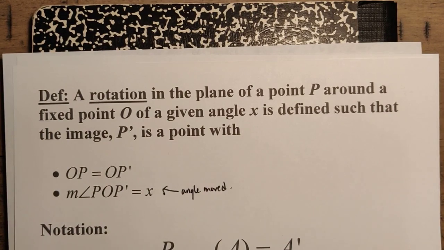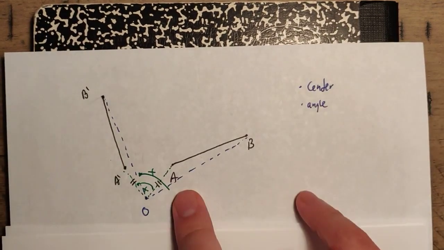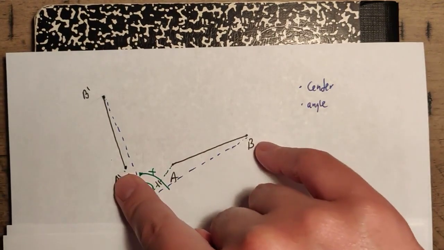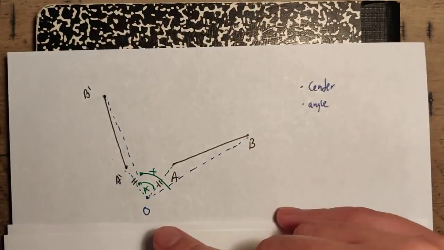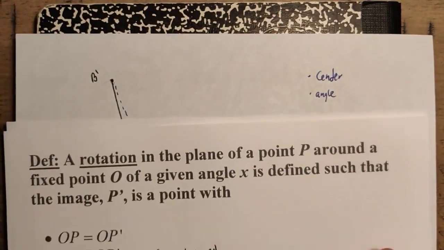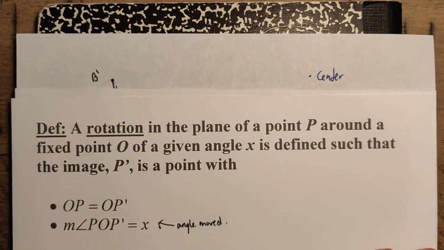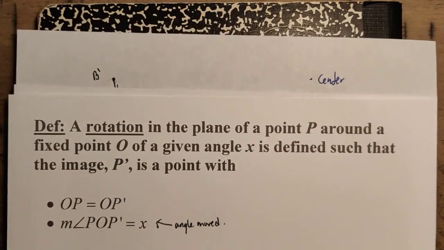When we're doing our rotation, going back to our picture, OA and OA prime are the same. We know that A is not going to fly off in some direction or shrink down. We want to ensure that it's the same distance. So we keep this idea of a rotation in mind, okay?